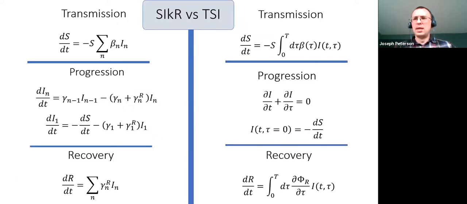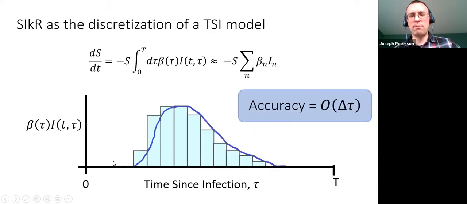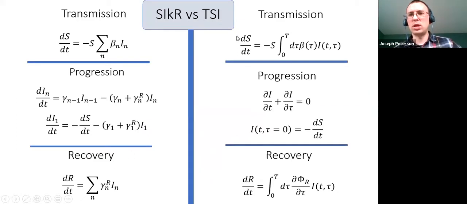Okay, so now that I've sort of framed how a time since infection model is set up and how a compartment model, which we're calling SIKR, since there might be K stages to the infected class, I would just want to show the equations side by side. There are similarities between the two, but what I want to focus on is just the transmission one at this point in time. So we see in the transmission one for the TSI model, what you're doing is you're taking an integral over all time since infection within the infectious range.